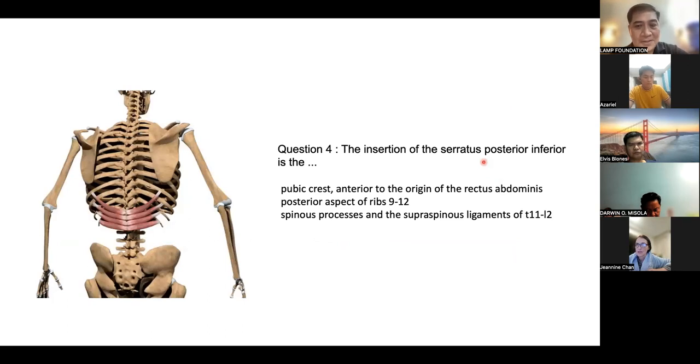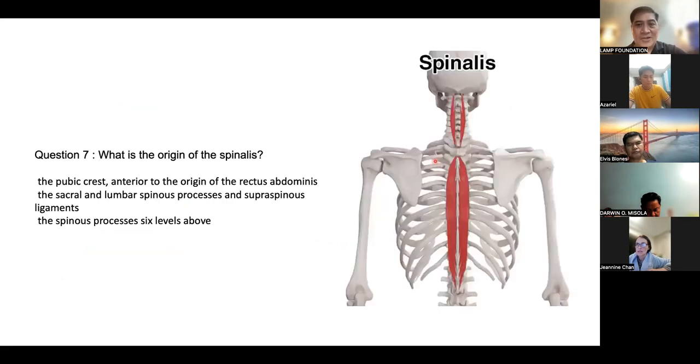What is the insertion of the longissimus? Transverse process, several levels above the origin. Good. What is the origin of the spinalis? The spinous process, 6 levels above. No. Ay, wait. Teka. Sacral and lumbar spinous processes and supraspinous ligaments.